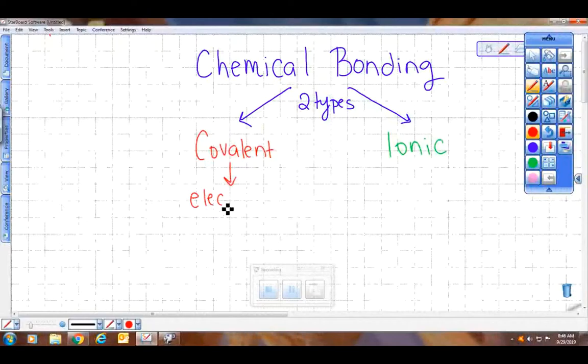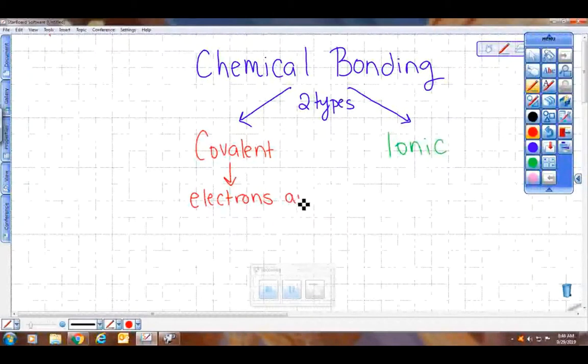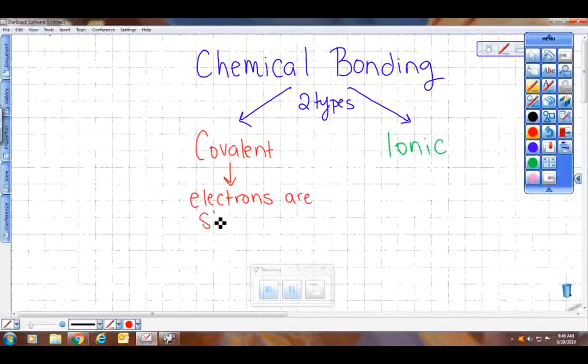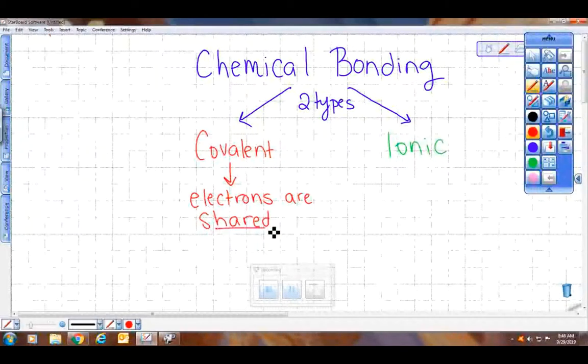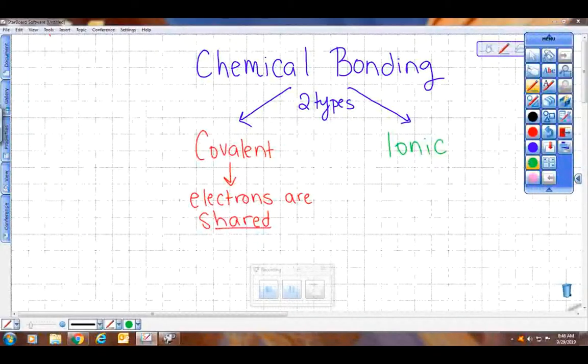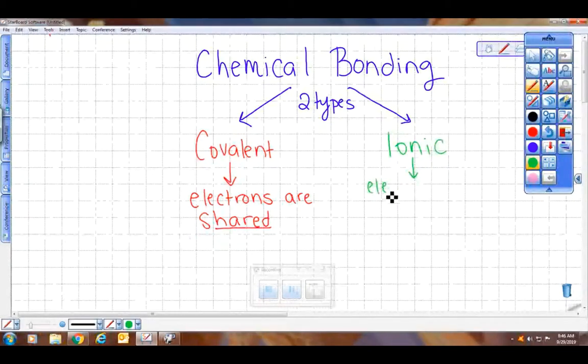And during a covalent bond, electrons are shared between two or more atoms. So essentially, instead of completely getting rid of an electron or gaining an electron, two atoms will simply share the electrons between them. On the other hand, during an ionic bond, electrons are either completely lost or completely gained.